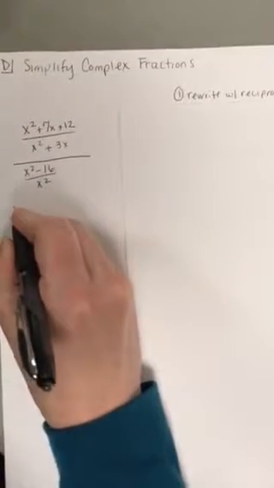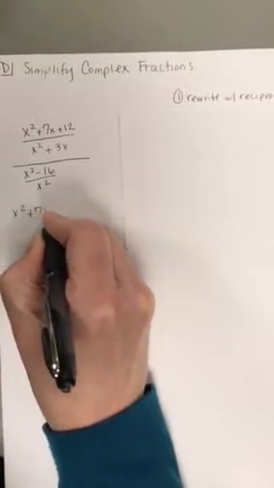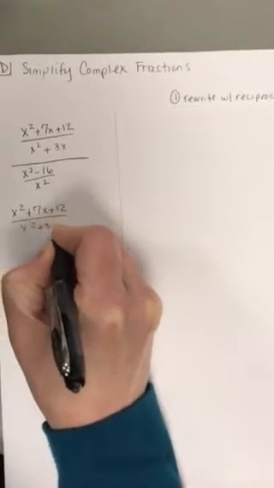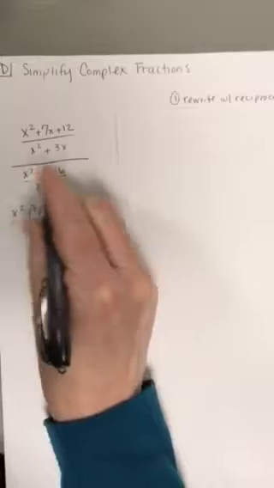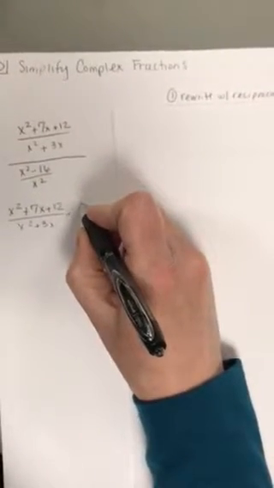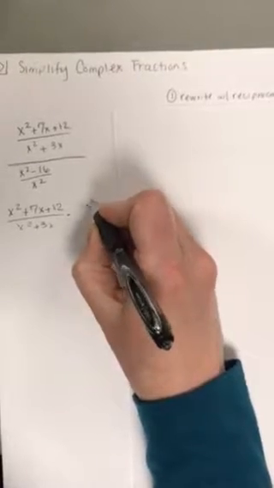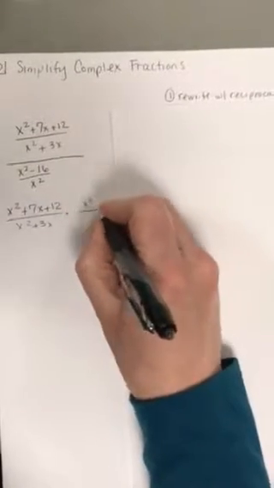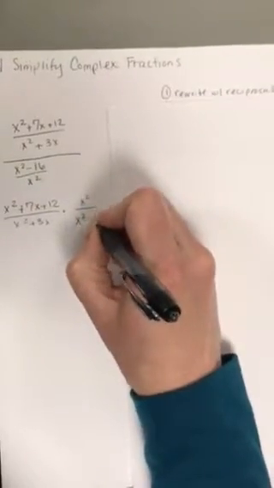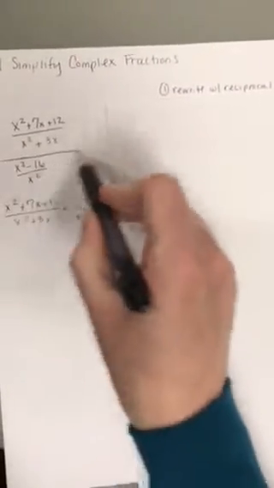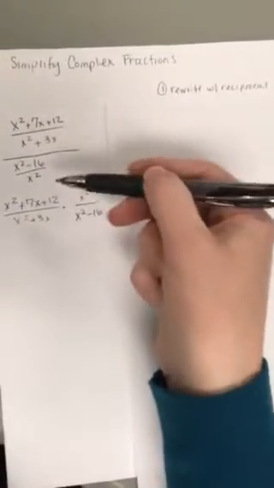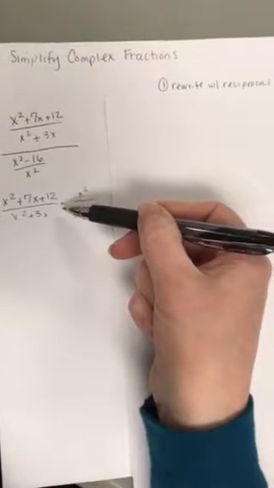So you can rewrite this as x squared plus 7x plus 12 over x squared plus 3x. Instead of divided by and a big complex fraction, I can rewrite it as multiply, and now I'm going to multiply by the reciprocal. So I take the denominator here, and now that's my numerator, and my numerator down here is my denominator. So I've rewritten this complex fraction. So long as it's just one fraction over one fraction, I can rewrite it with multiplication, and I'm multiplying by the reciprocal.